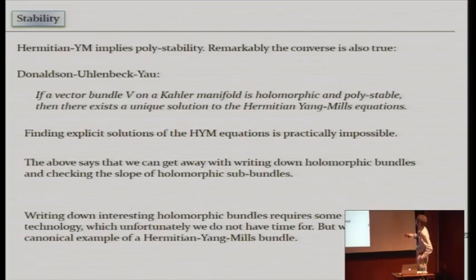But it's true nevertheless. This is a difficult theorem of Donaldson, Uhlenbeck, and Yau. In fact, Yau calls it one of the most difficult things he's ever done. The statement is this: if you have a vector bundle V on a Kähler manifold, it's holomorphic, and it is polystable, remember those were the necessary conditions for Hermitian-Mills, then the converse is also true. There exists a unique solution to the Hermitian-Mills equations, unique up to conventional gauge transformations.